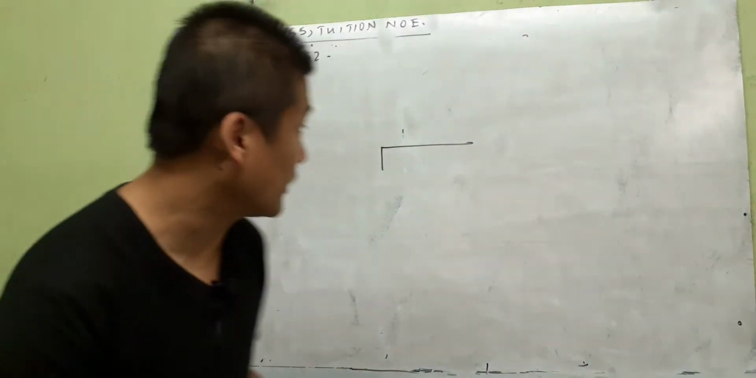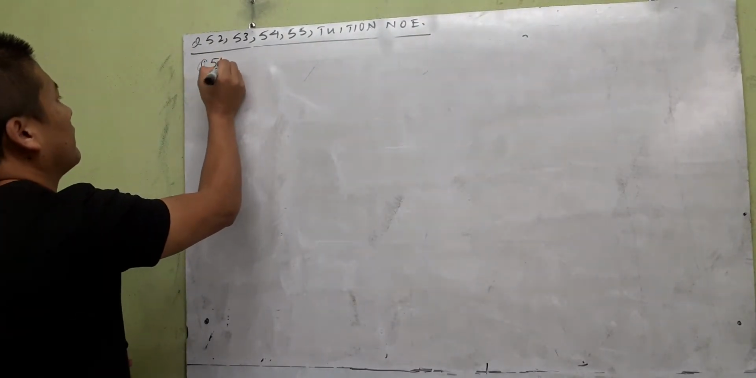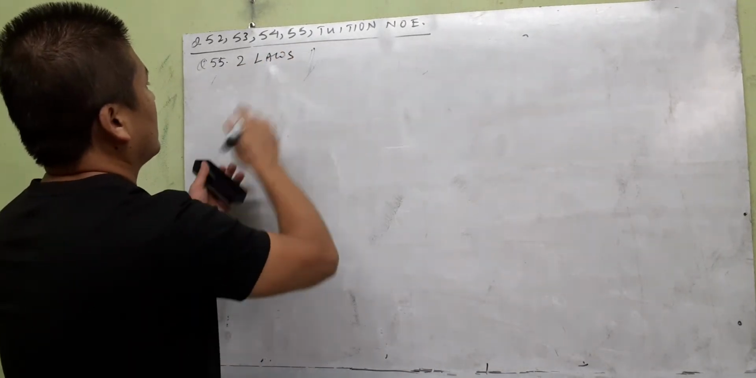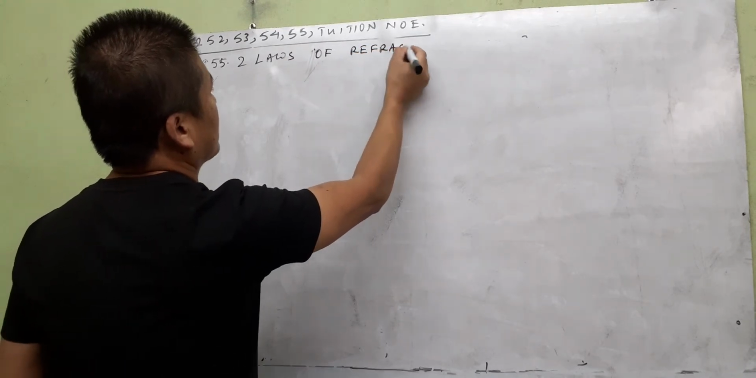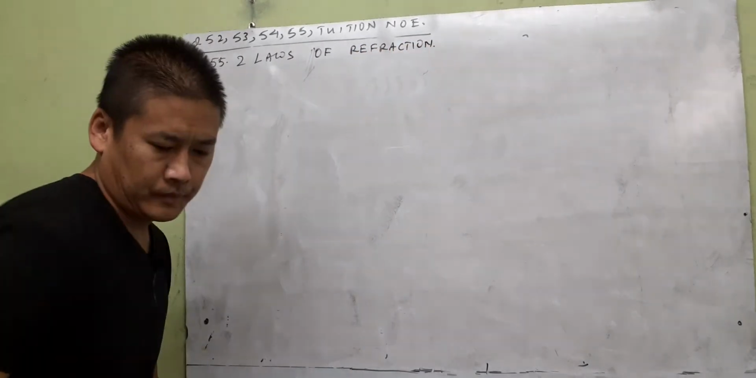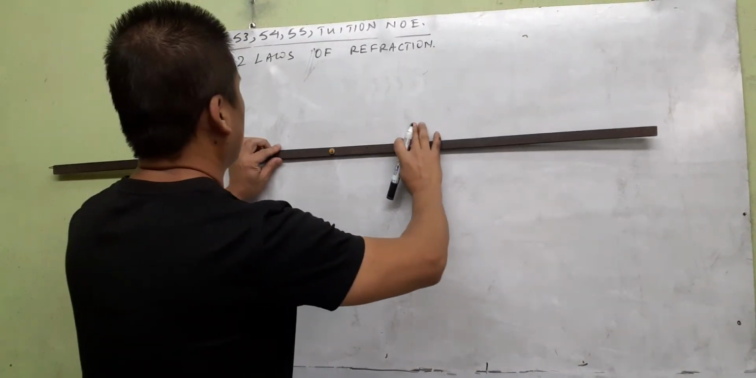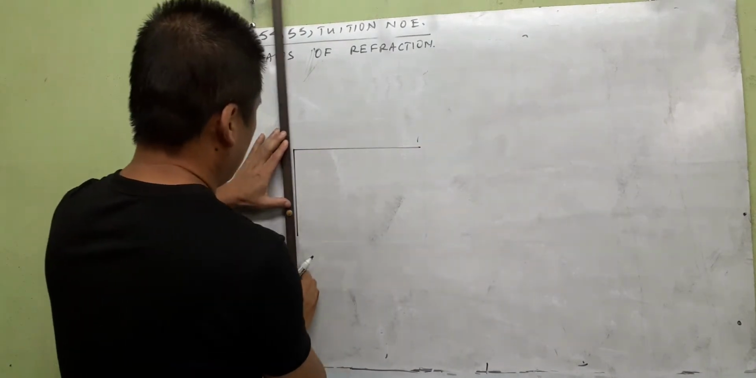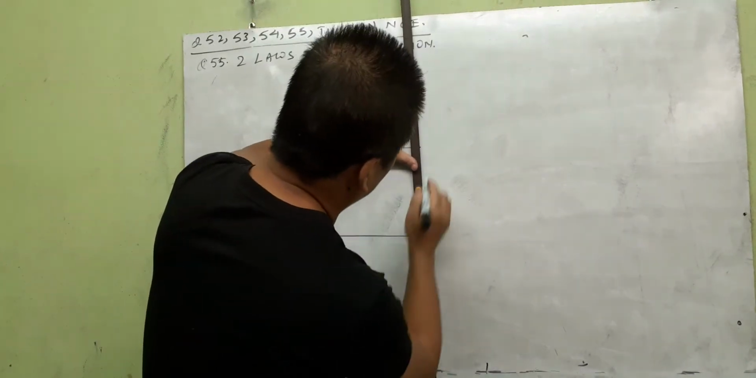Then 55, the two laws of refraction. In order to understand the two laws of refraction, just write on your tuition copy question number 55, two laws of refraction. These are the two famous laws of refraction. So let us take here a case of refraction. You can take glass again, or even water, draw it, and we will try to understand this.